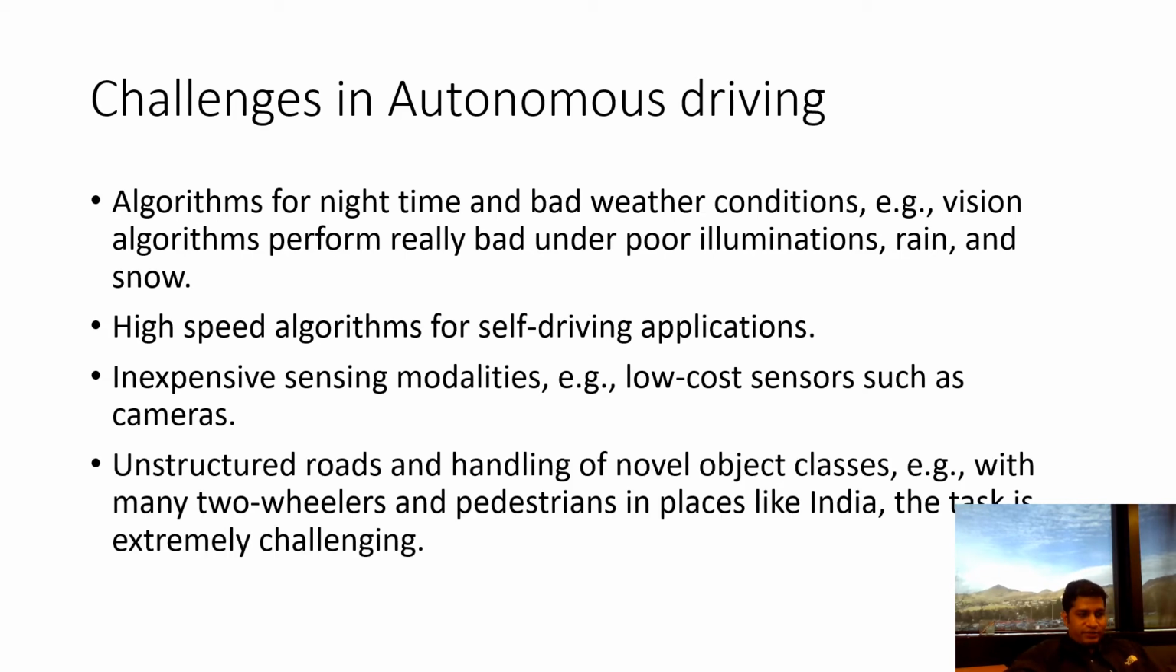Again, the real challenge is that many of these datasets that you have, like KITTI or Cityscapes, are collected in places like Germany and the USA. So what we need is a dataset that covers unstructured roads and unstructured driving conditions, such as having too many two-wheelers and pedestrians on the streets. In order to solve this, we need the dataset. And once we solve the tasks in places like India, I believe that we have completely solved the autonomous driving problem.